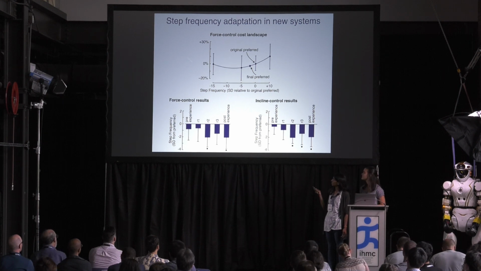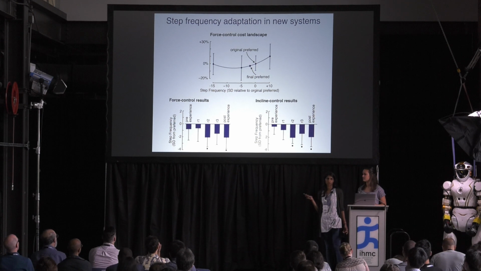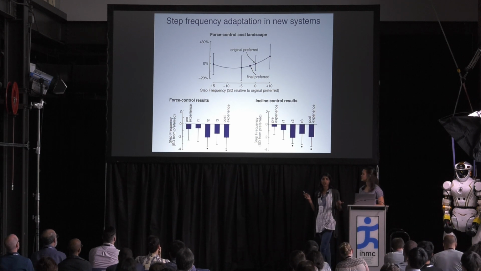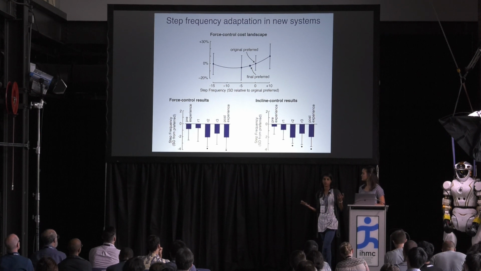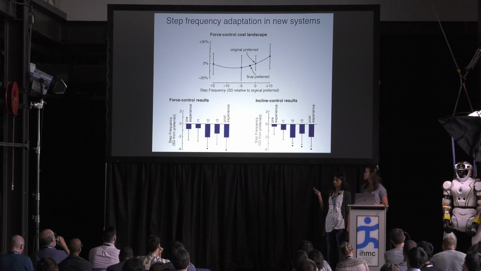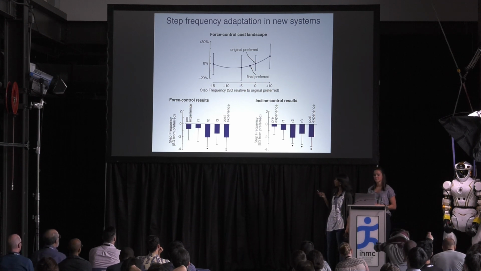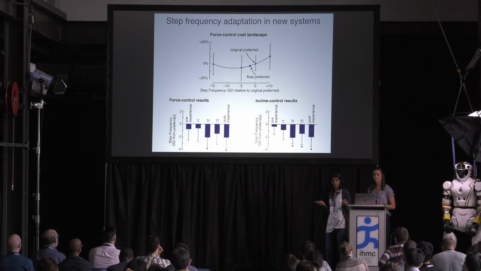So here is a cost landscape that we created using the force control system, and we created a cost landscape similar to that used by Sellinger so that we could compare the behavior between these three systems. At the bottom are the adaptation results from the subject, from the force control system, and from the incline control system. Pre-experience here refers to the immediate adaptation we observe as soon as the controller comes on and people are shifted to this new cost landscape.